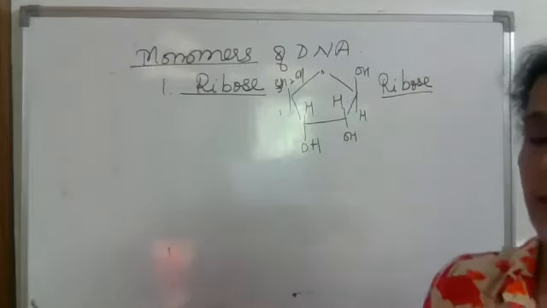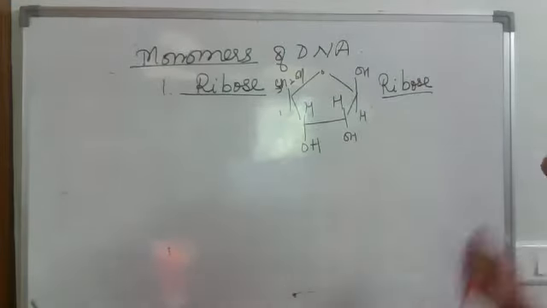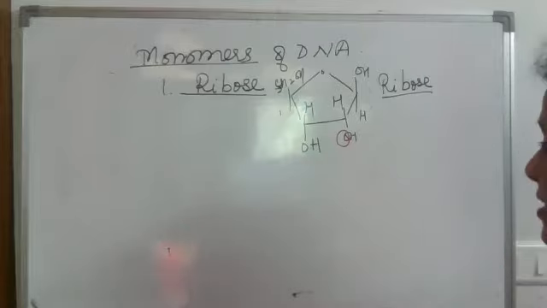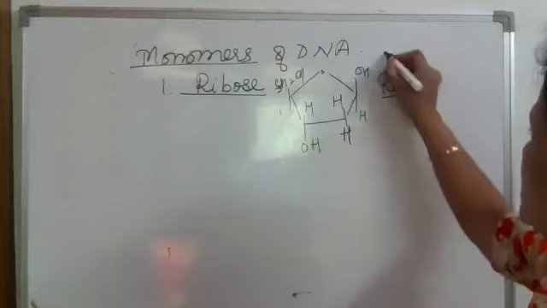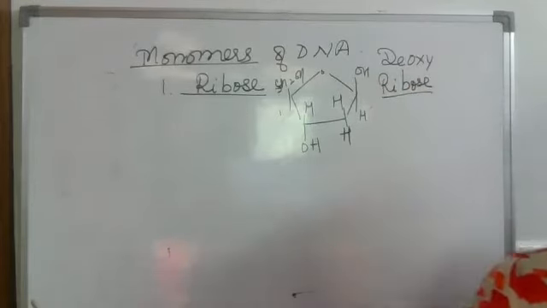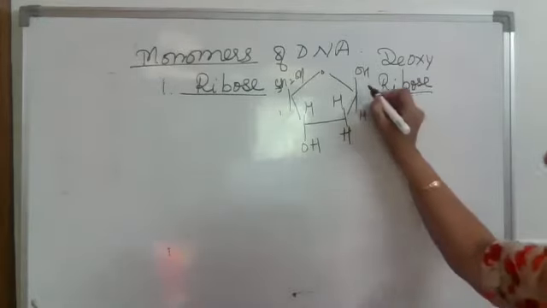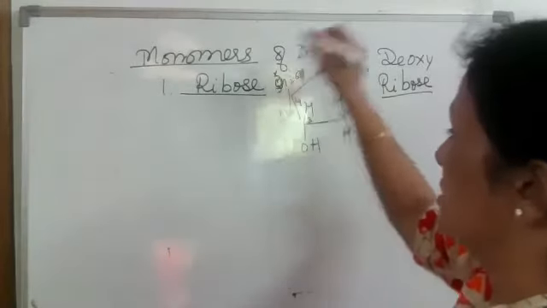But I am telling you that DNA is having deoxyribose sugar. So in DNA, this oxygen is not there. Instead of this, it is having a simple H here. So this becomes deoxyribose sugar. Whether it is ribose or deoxyribose, both are pentose sugars. When we have to number it, we are going to number it like this: carbon 1, carbon 2, carbon 3, carbon 4, and this is carbon 5.